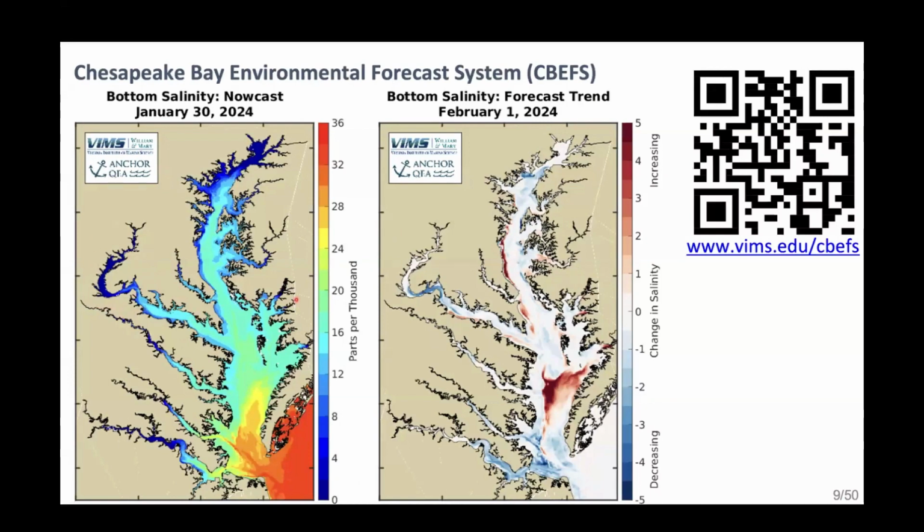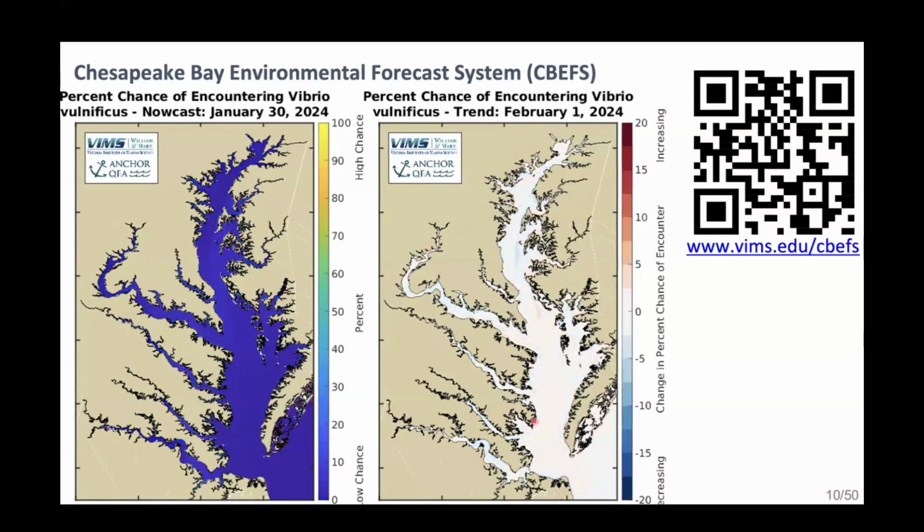And then on the right, I show the 2-day trend of the forecast, and this is already more interesting. What you see is that in some regions we expected an increase of salinity, whereas in other regions we expected a decrease of the salinity, depicted in blue.